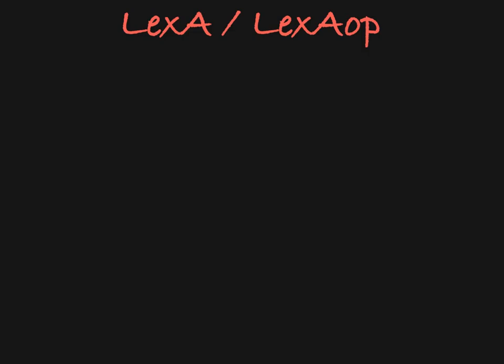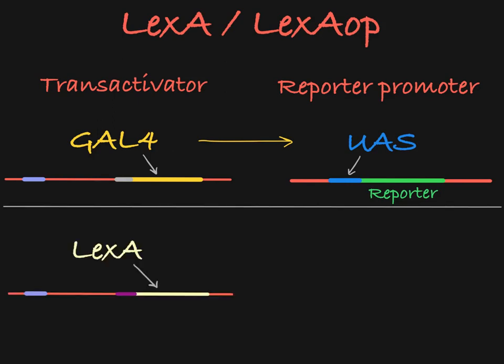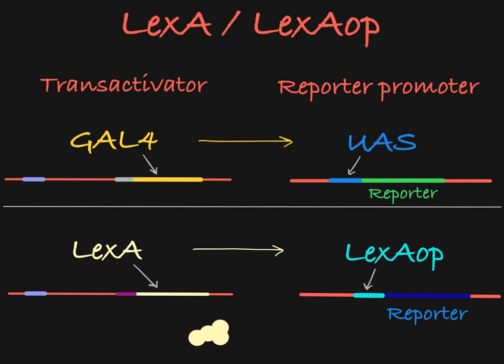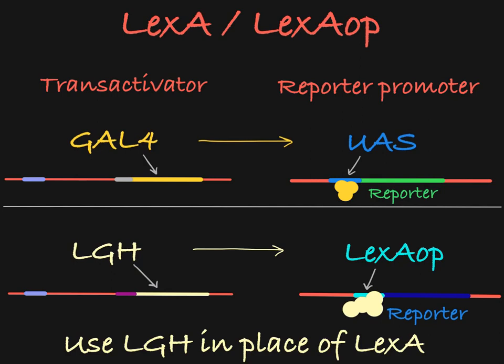The LexA-LexAop system is quite similar to the GAL4-UAS system. In this system, LexA is a transactivator natively found in bacteria. This transactivator interacts with the LexAop promoter just as GAL4 interacts with the UAS. That said, the LexA DNA binding domain is not able to interact with the LexAop promoter in flies, so instead we use a LexA fusion protein called LGH as the transactivator to allow this system to work.